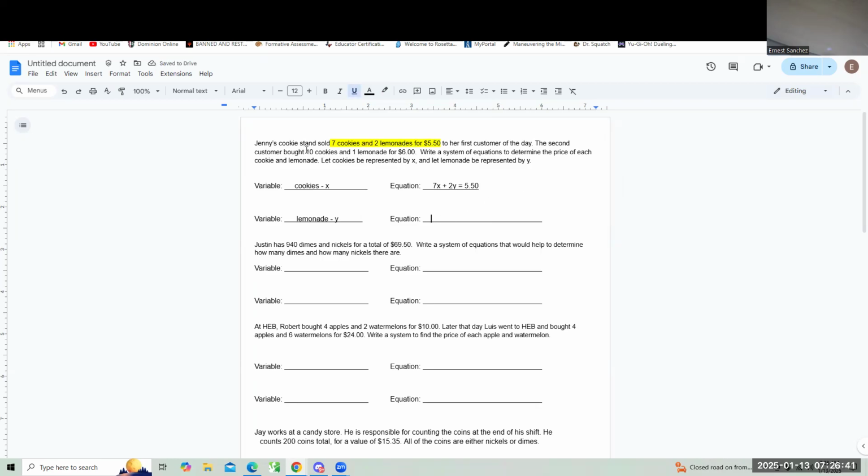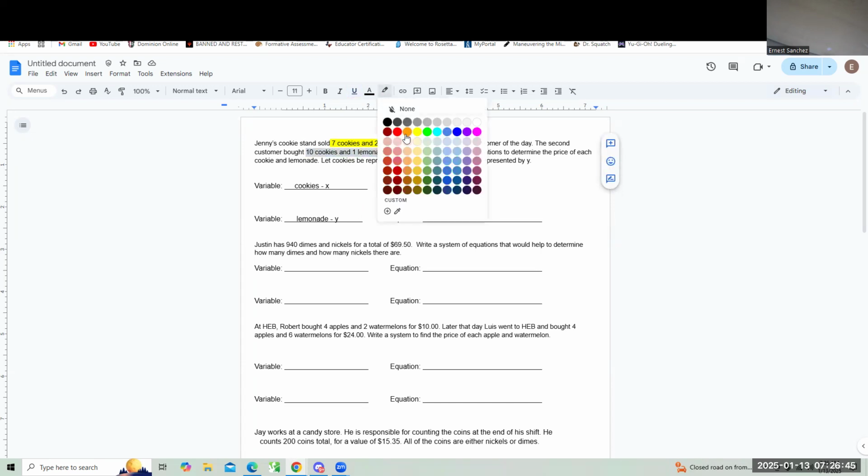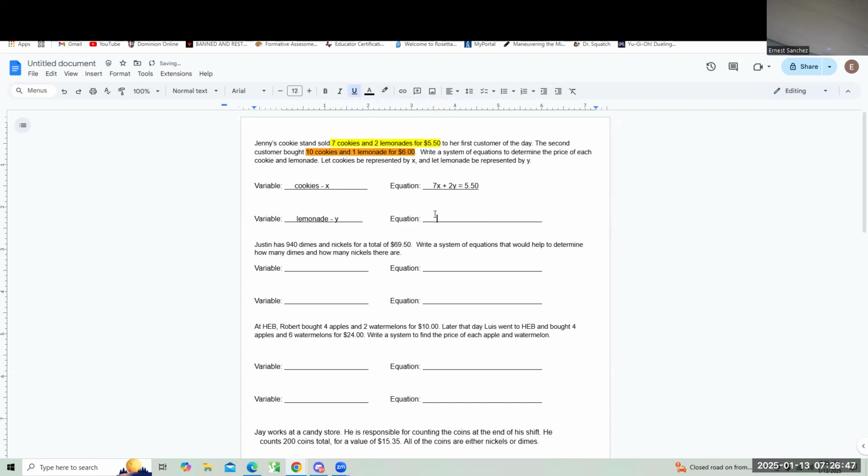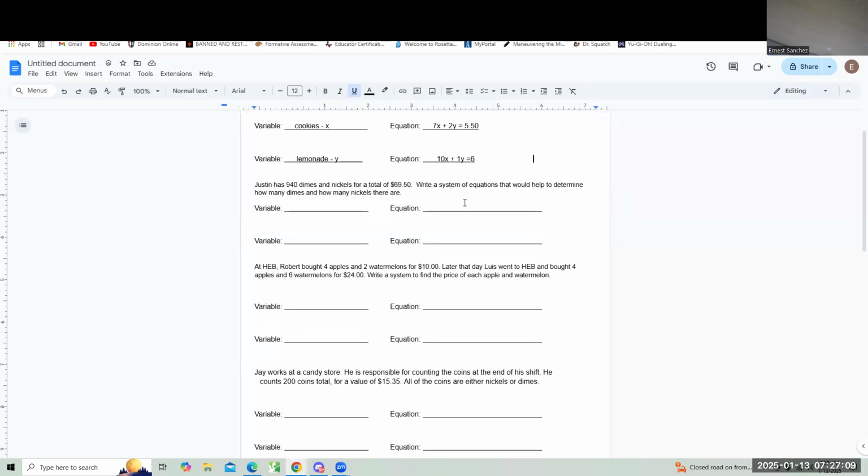Then our second equation is the second set of 3 numbers. So it's 10 cookies, so 10x plus, and sometimes they will say like a lemonade. Just make sure you know that means 1, because they're still talking about it in a singular way. 1y equals, I'm just going to put 6. You don't have to put the decimals when you type it in. And that's it. So that's my first one.